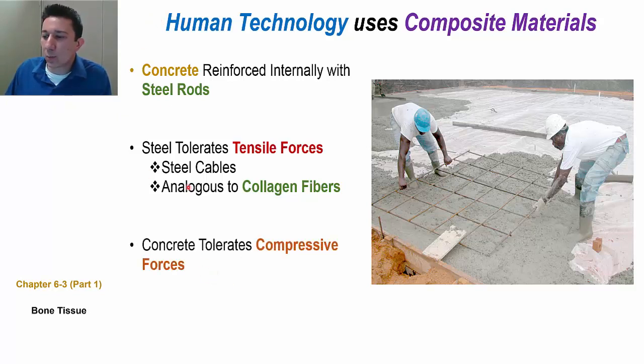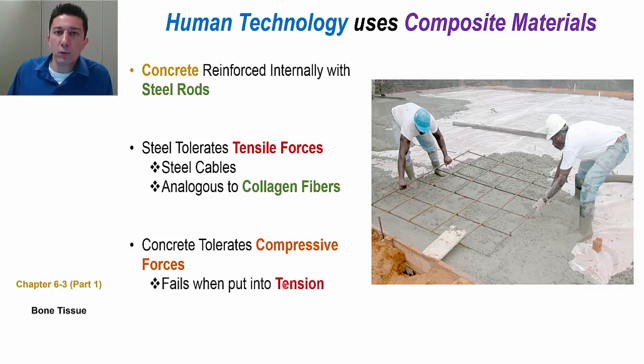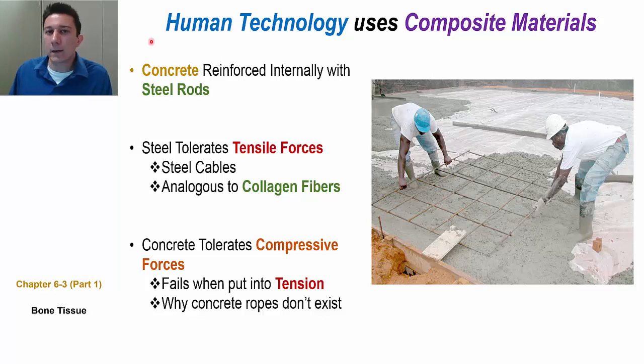Concrete, on the other hand, tolerates compressive forces, so concrete is more like the inorganic components, the calcium minerals that we see inside of bone tissue. Concrete is not great when we put it into tension, so it's only really great at resisting compressive or crushing forces. Concrete will fail if you try to make a concrete rope and try to pull things with that concrete rope. This is why things like concrete ropes don't exist, simply because concrete does not tolerate those particular forces very well. And so concrete, as I mentioned before, is analogous to the calcium minerals that we find within bone tissue.